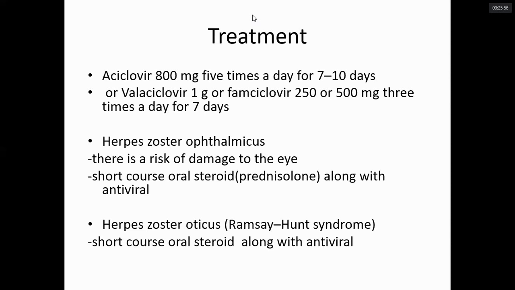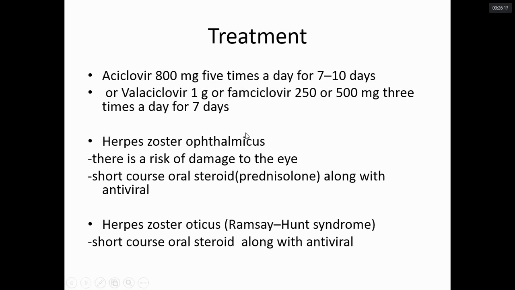Now, the treatment of herpes zoster is acyclovir 500 mg 5 times a day for 7 to 10 days. And if you remember the doses of acyclovir, 800 mg 5 times a day for 7 to 10 days. You can also give valacyclovir and famciclovir.